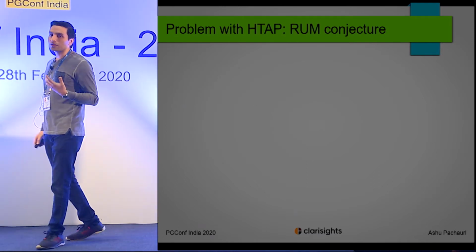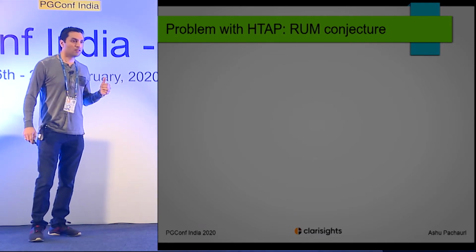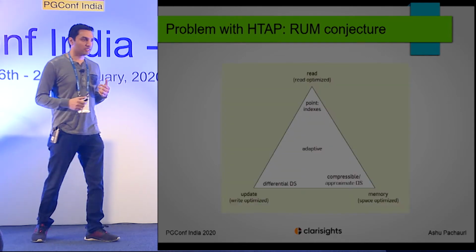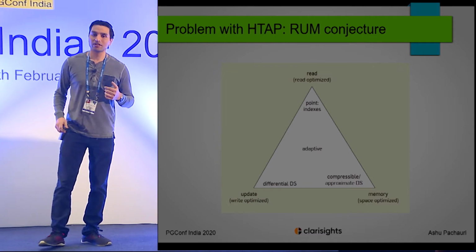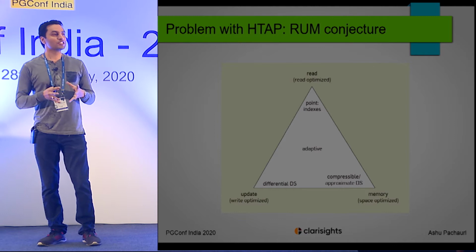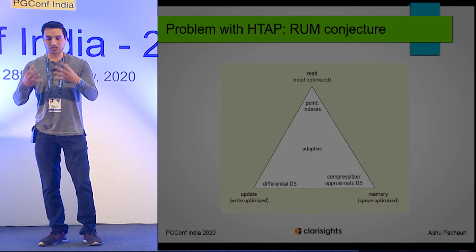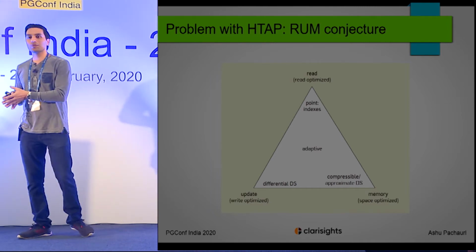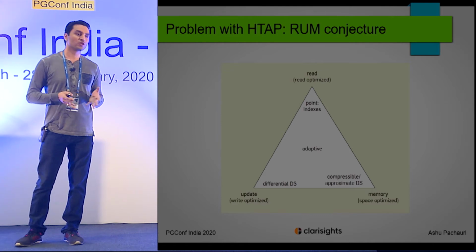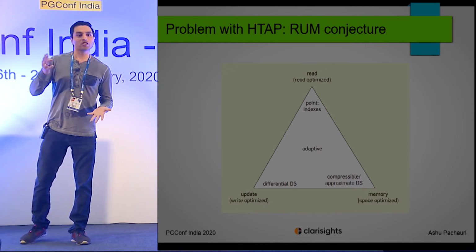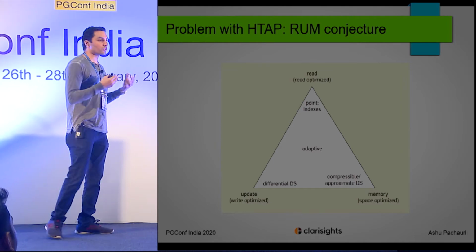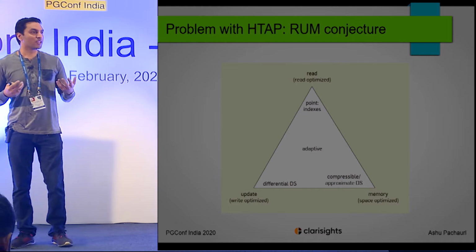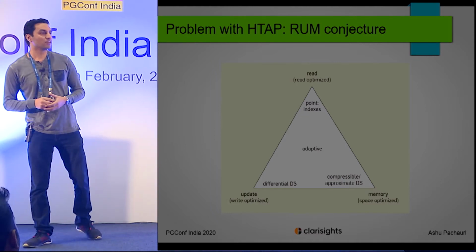And this actually goes back to the RUM conjecture. What is the RUM conjecture? The RUM conjecture is basically a triangle. There are 3 vertices of a triangle: read, update, and memory. What this conjecture basically suggests is that for any system that is out there, you can try to fully optimize the system on only 2 vertices of this triangle, not 3. You can either optimize for point reads, which means you can put a B-tree structure, which is Postgres. You can optimize for writes, something like an LSM tree, HBase, Cassandra.